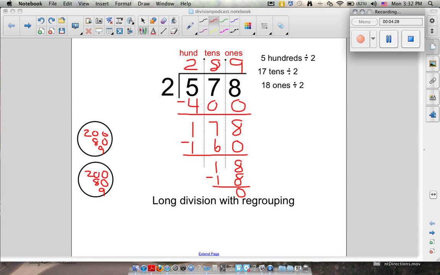The answer to the problem, 578 cupcakes split into 2 trays, would be 289 cupcakes on each tray, as you can see in the picture. You can also check this problem by taking the 289 cupcakes that are placed on each tray and multiplying it by the 2 groups, which would give you an answer of 578 total cupcakes.